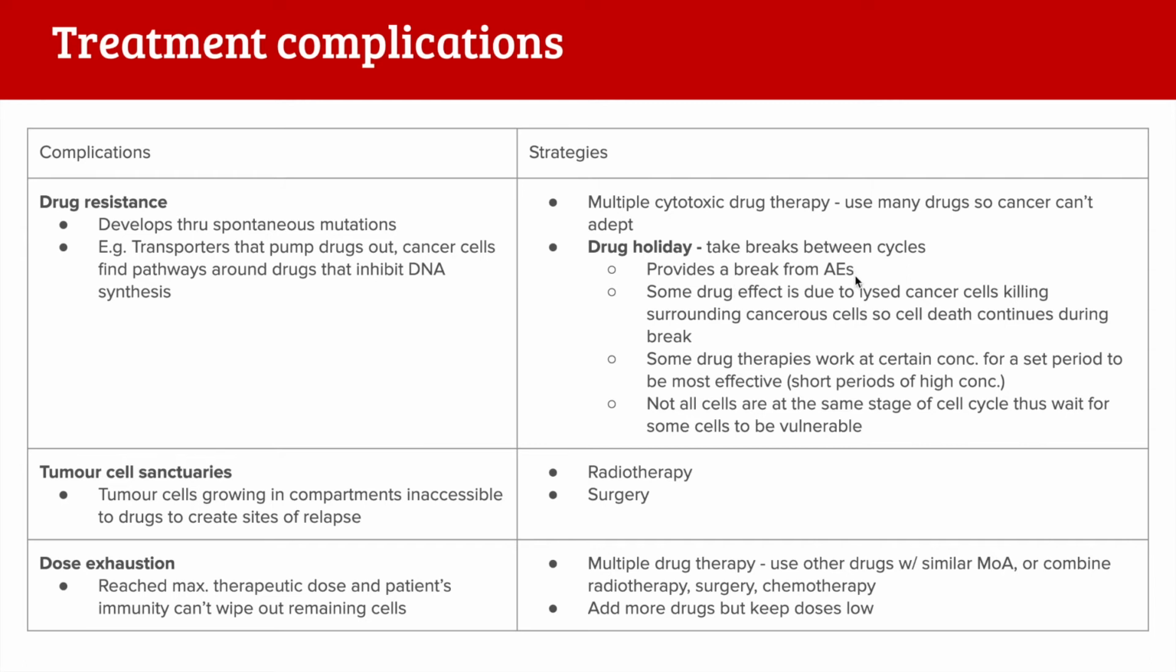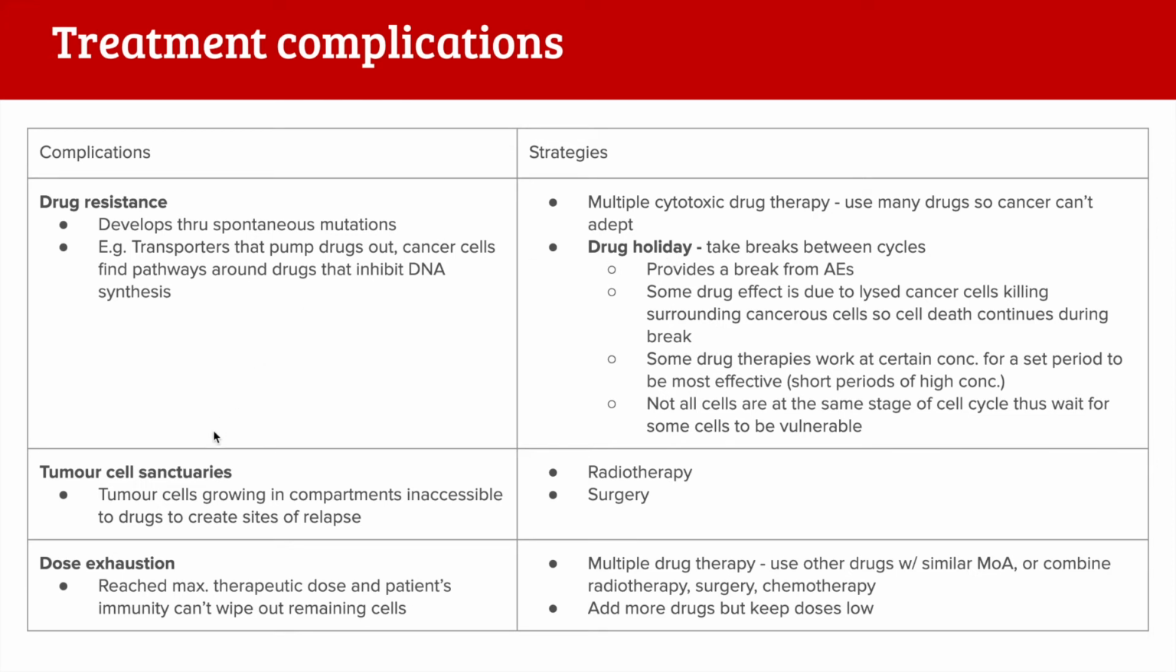Apparently some drug effect in general is due to lysis of cancer cells. When we use anti-cancer drugs, we kill some cancer cells, we lyse them, they break, and they spill their contents to surrounding cancer cells. Apparently this can cause the surrounding cells to die as well. So cell death can still continue even during a break. Some drug therapies work best at certain concentrations for a set period of time, such as short periods of high concentration. And as I think I mentioned at the very start, not all cells are at the same stage of the cell cycle at a time, so we're also waiting for some cells to become vulnerable during this drug holiday, this break.